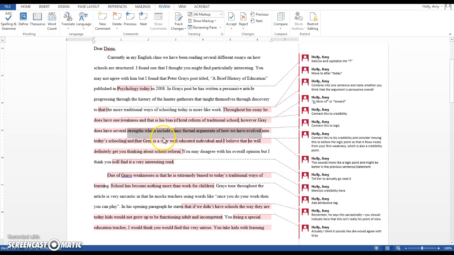And that'll be a little bit more logical for you as well, because you're talking about your credibility points together rather than splitting them up with this logic point in between. So that's what I said there.